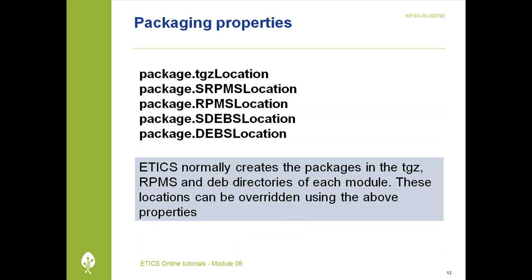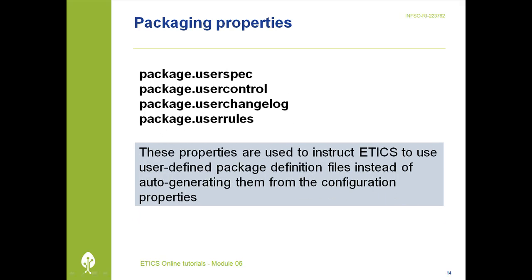ETICS normally generates the packages in the TGZ, RPMS and DEB directories of each module before exporting them to the common distribution directory in the workspace. These locations can be overridden using the above properties. These properties can also be used to tell ETICS where to find the packages in case they are generated using user-defined packaging instructions. As mentioned, it is also possible to partially or completely disable the ETICS Packager.